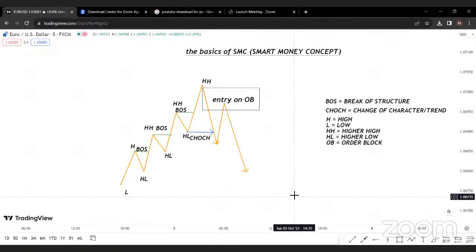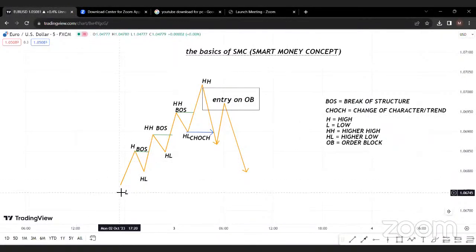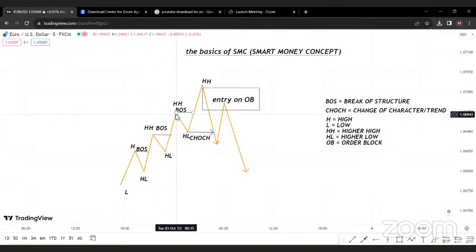Again, let me repeat what I was talking about. This market started from this point. It created a new high and a new low. So we have a higher low and a higher high. Once the high is broken, it becomes a break of structure. Now, a break of structure doesn't necessarily mean the market will change its trend. No, it simply means the market will create a new high, which is also known as a new structure. So this high, once broken, the market creates another new high. This is now considered to be a break of structure.